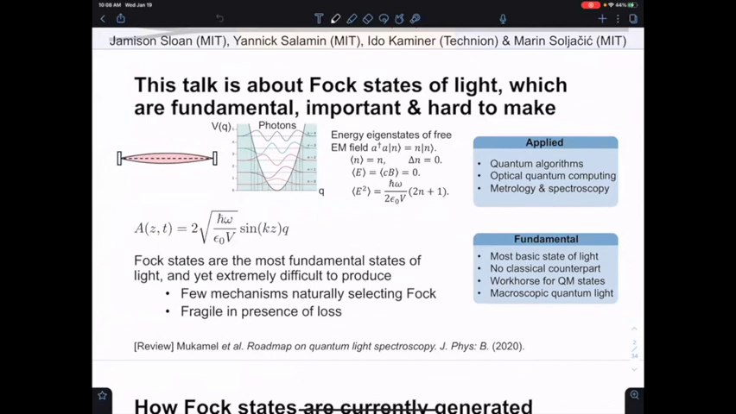Now, the Fock states are, in a way, the most fundamental states of the quantized radiation field of photons, because we know that, say, a single mode of the electromagnetic field can be associated with a simple harmonic oscillator.